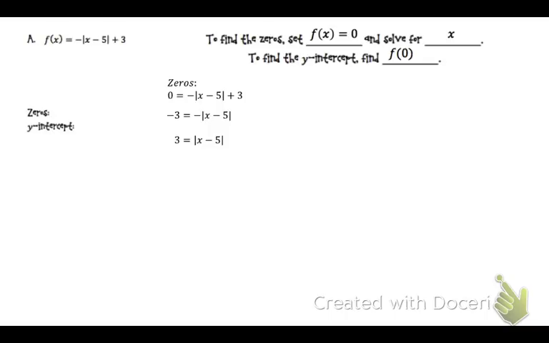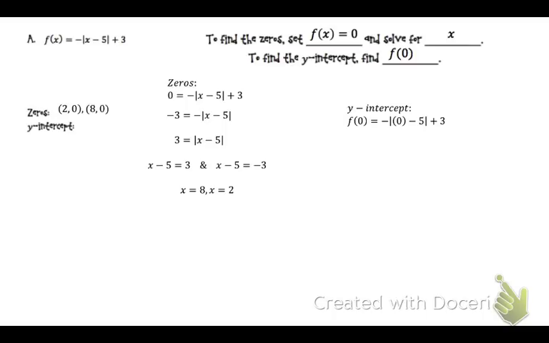Now, we haven't gone over absolute values yet this year, but basically, whenever you have an absolute value, you have to set it equal to the positive, and you have to set it equal to the negative. So we're going to have x minus 5 equals 3, and x minus 5 equals negative 3. And then we're just going to solve both of these for x. So I'm going to add that 5 over, you get x equals 8. Add the 5 over, you get x equals 2. So my zeros are 2, 0, and 8, 0.